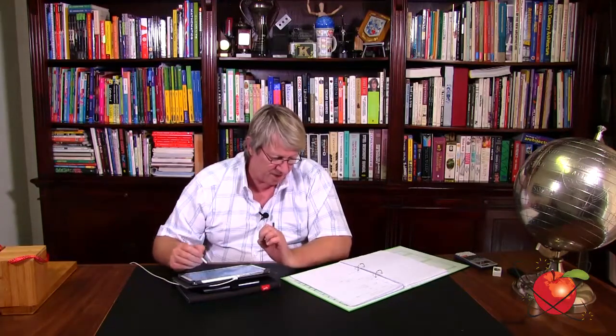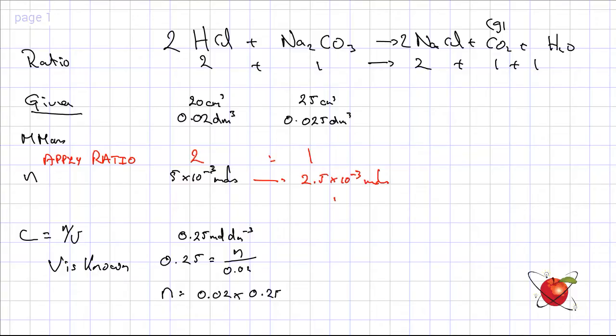Let's have a look now. If that is the case, then let's work out the concentration. Concentration is, let me write it in scientific notation, 2.5 times 10 to the minus 3 moles divided by 0.025 decimeters cubed, and that's going to be equal to 0.1 moles per cubic decimeter.